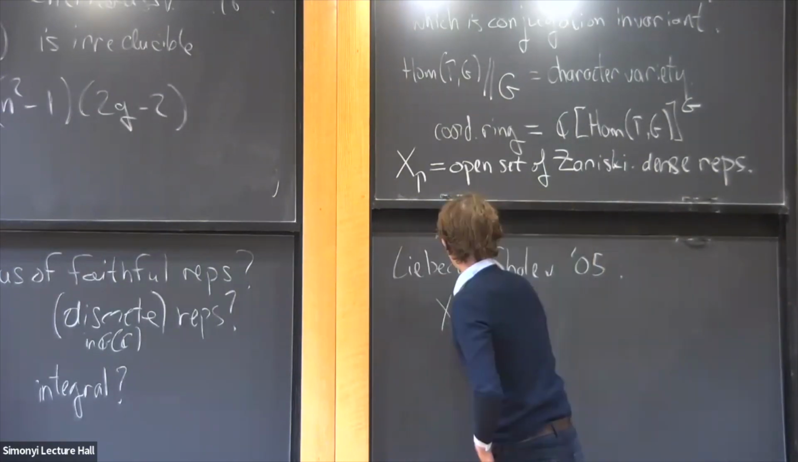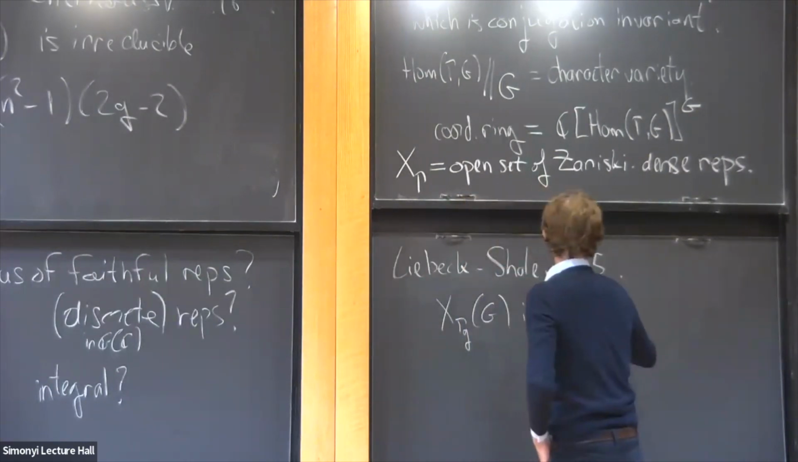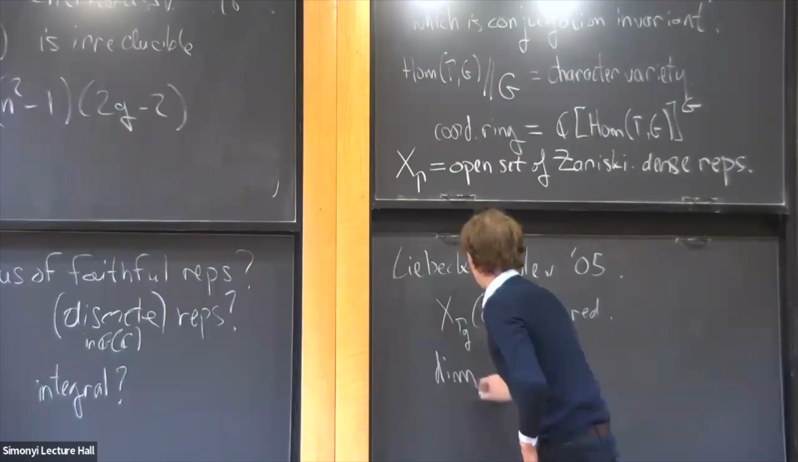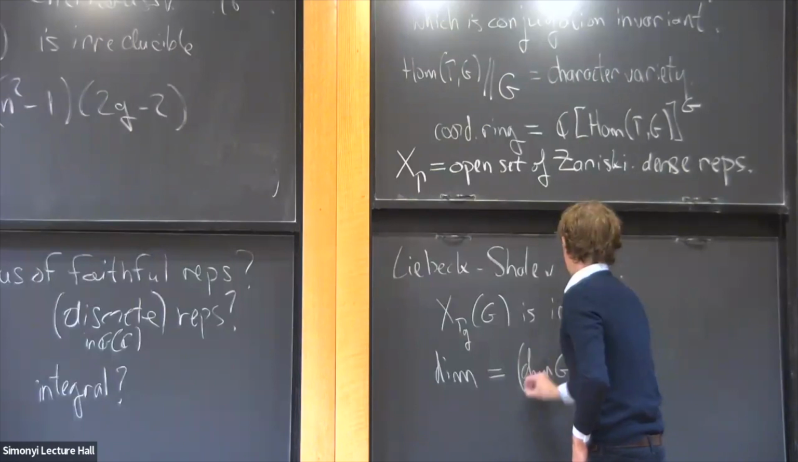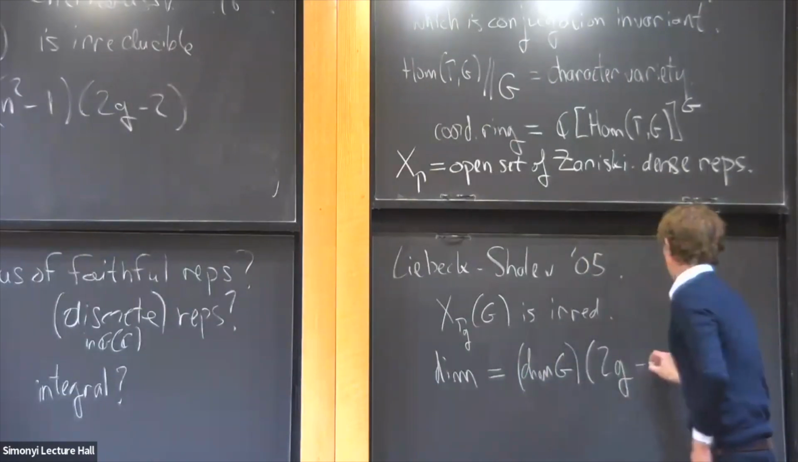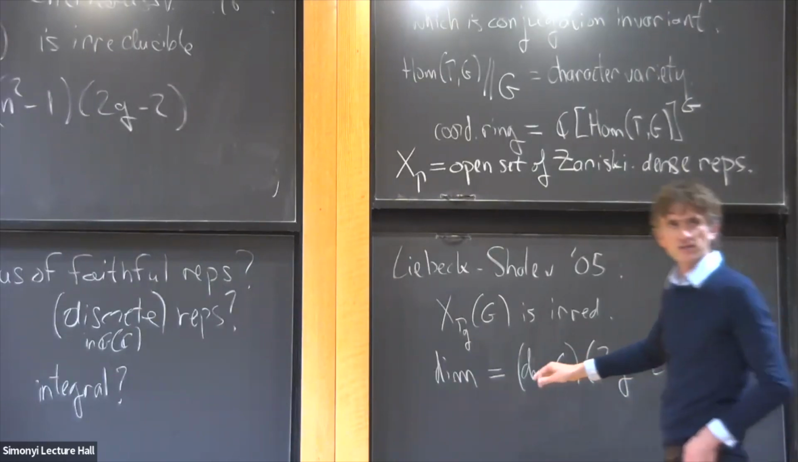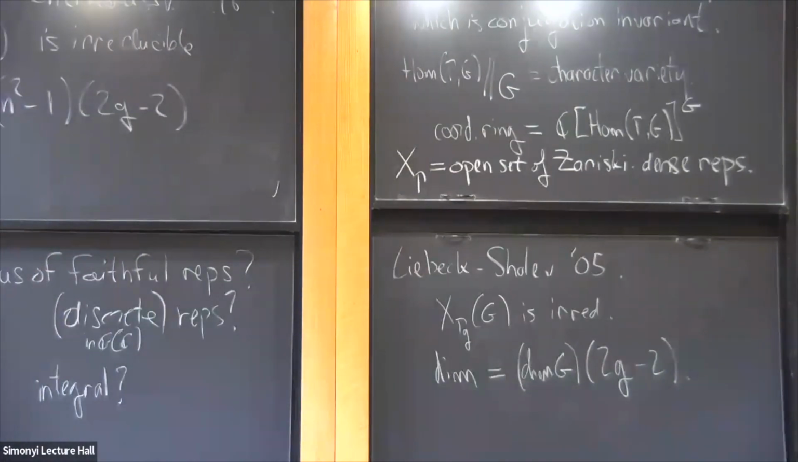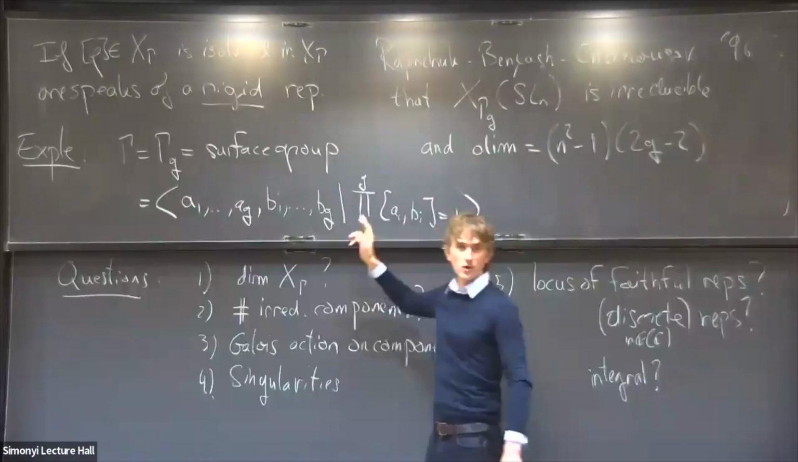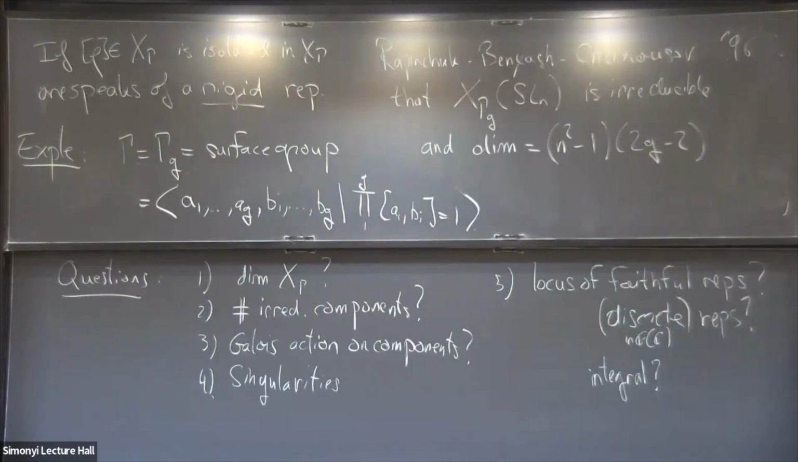So they show that X gamma G is irreducible and that the dimension is equal to the dimension of G times 2g minus 2. So the formula for the dimension is nothing very surprising. Basically you have 2g unknowns, and you have one relation, and then you need to mod out by conjugation. So that's why you have 2g minus 2.